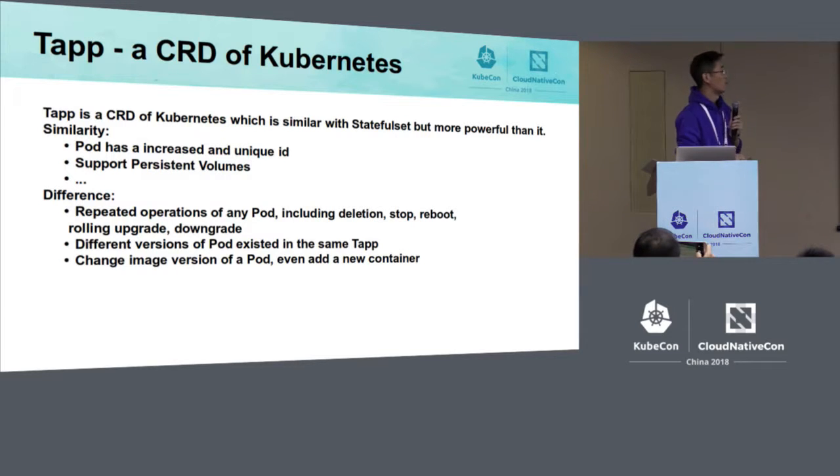Well, next I will introduce the Tapp. This is our customized CRD. It has similarities with StatefulSet, but in certain scenarios, Tapp has more functions than StatefulSet. For example, StatefulSet does not support frequent restart, upgrade, or downgrade on a specific pod, but our Tapp can perform repeated operations on any pod, including deletion, stop, reboot, rolling upgrade, and downgrade.